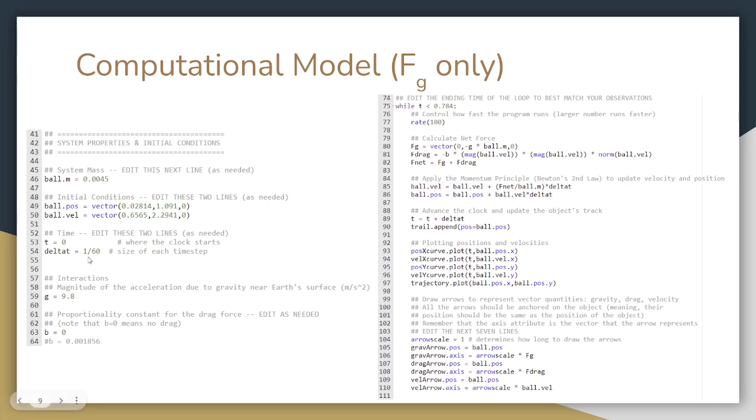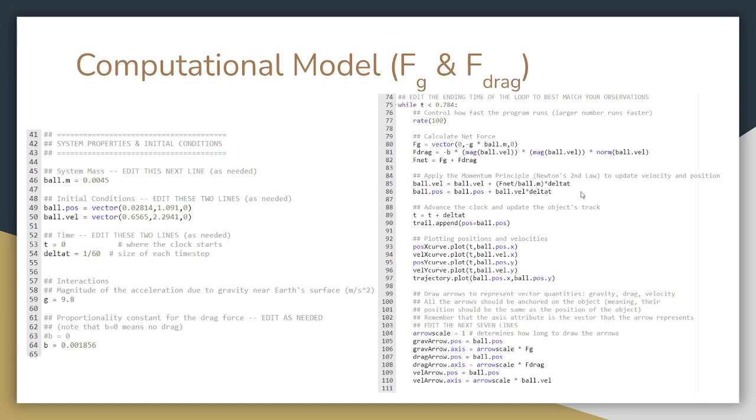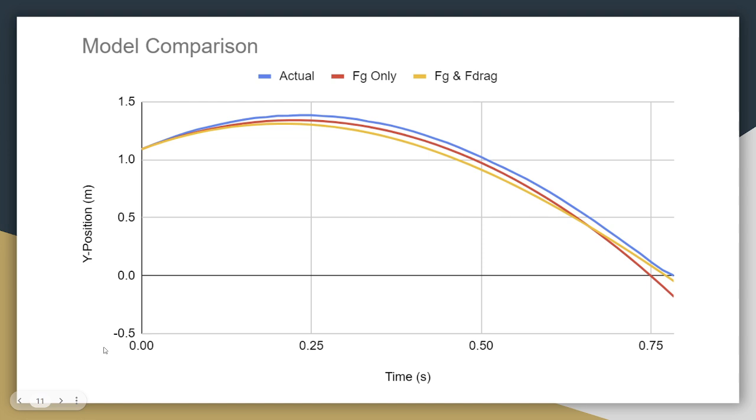For the computational model, first I changed the mass, the position, and the initial velocity. I also updated delta t because the video was at 60 frames per second, and kept b equal to 0 for the no drag force model. For the net force, I calculated F_net using Fg plus F_drag, put in the formulas for Fg and F_drag accordingly, and used the velocity update formula and position update formula to keep the velocity and position updated. For the gravity and drag model, everything was kept the same except the constant b was changed to 0.001856.